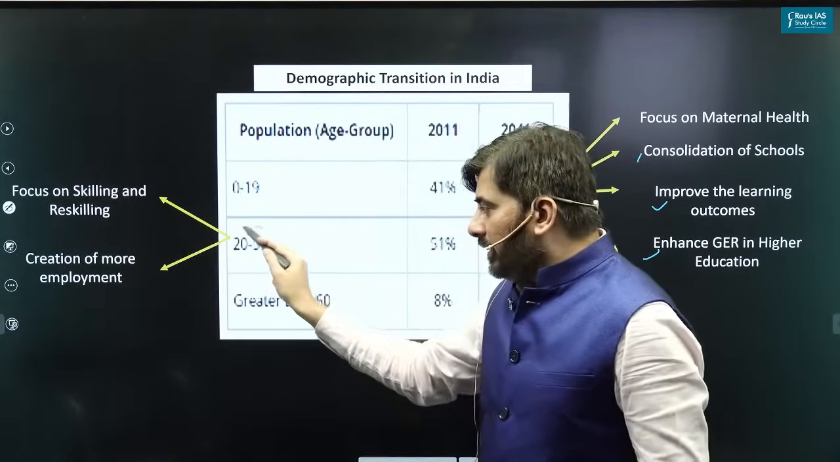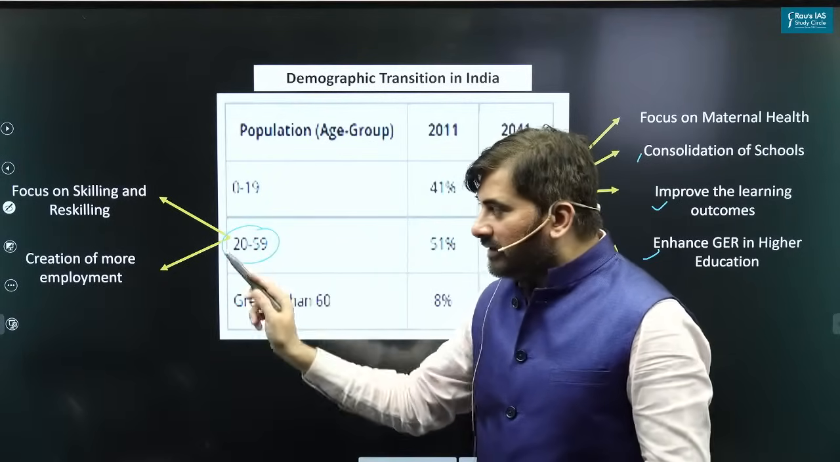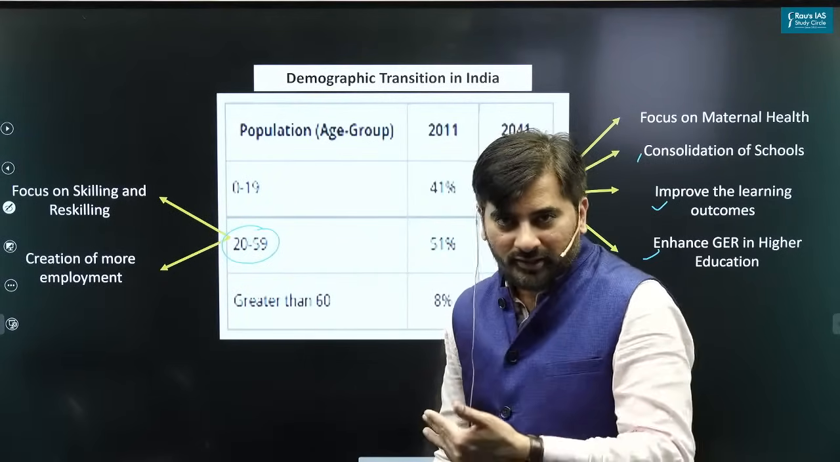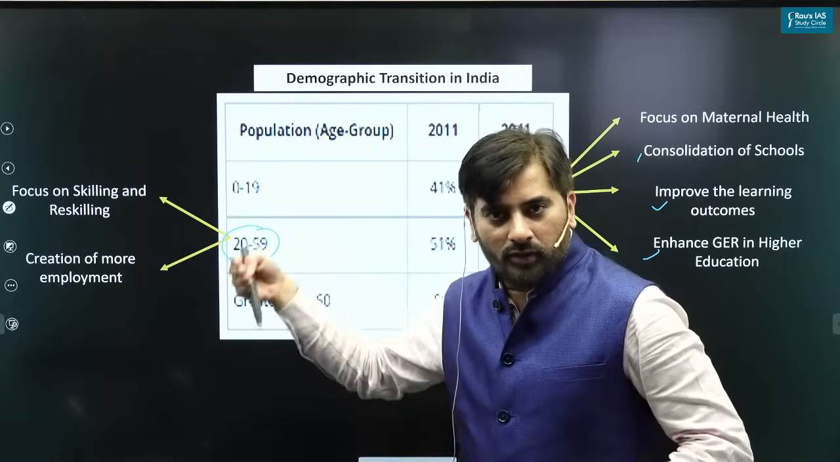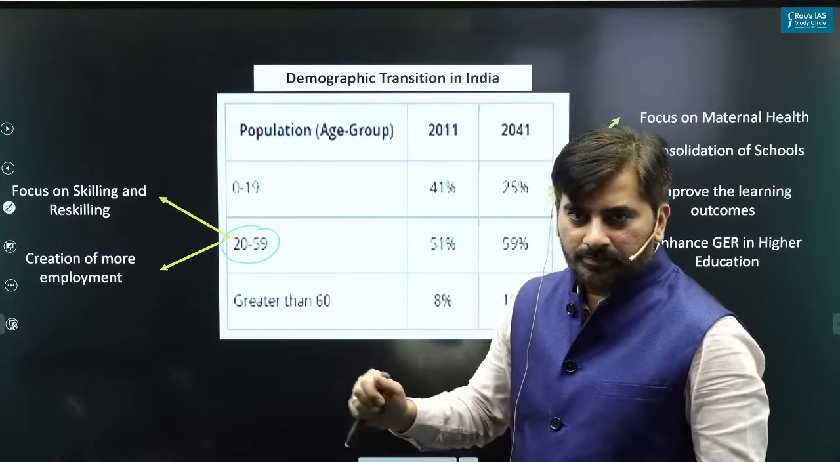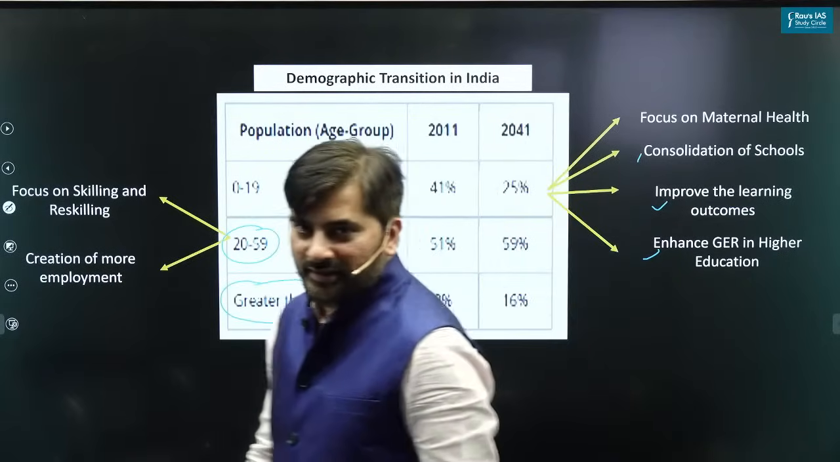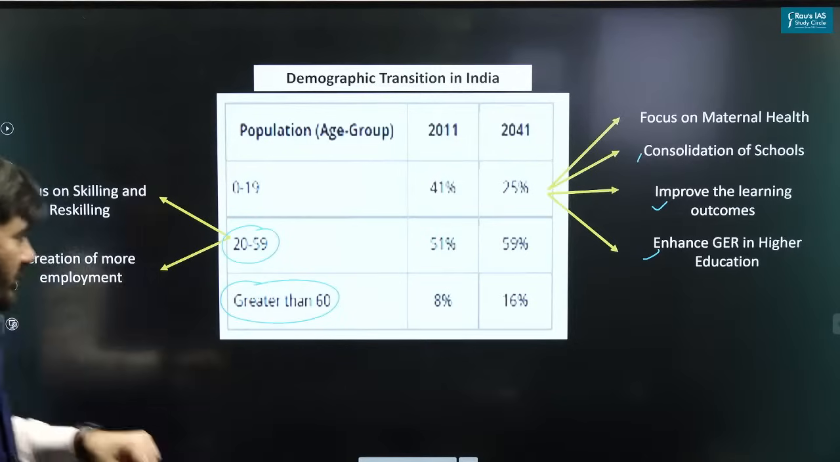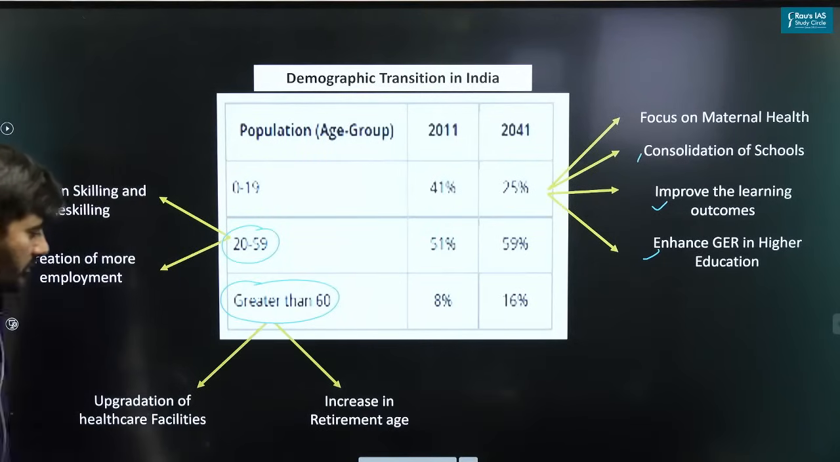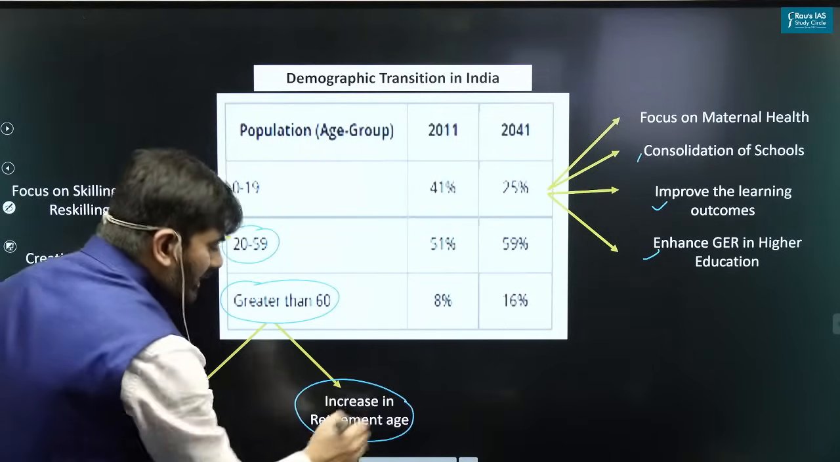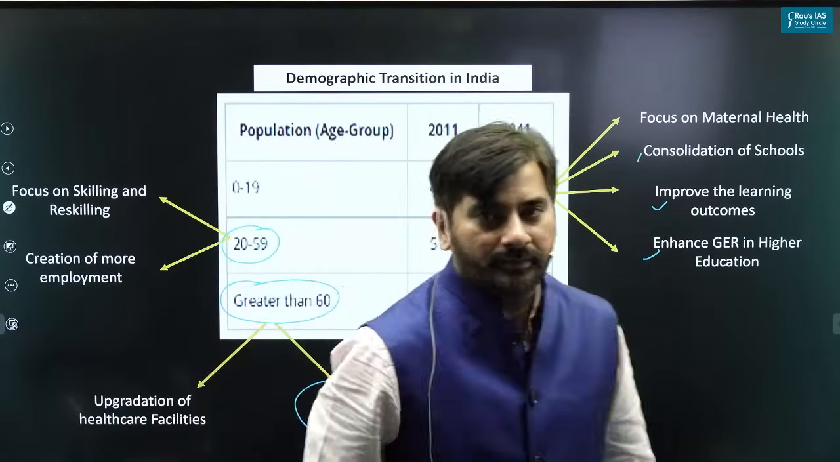As far as the people in the age group 20 to 59 are concerned, we should focus on skilling those people. We should create more employment opportunities for these people, right? And as far as the people in the age group greater than 60 are concerned, that is the senior citizens, what we should do, look at this, increase the age of retirement.